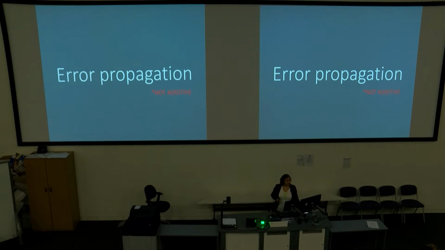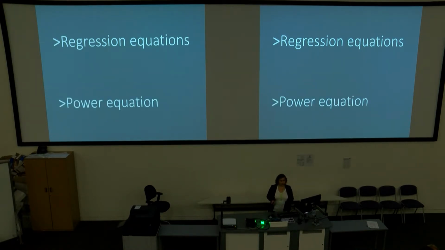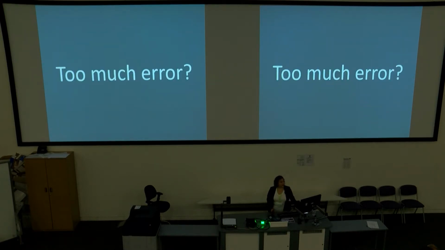So we have two sources of error. One from the regression equations in the form of prediction intervals, and one from the power equation itself in the form of error propagation. So the real question here is, is there too much error? Is there so much error associated with calculating an aerodynamic power curve using regression equations that they become completely unreliable?